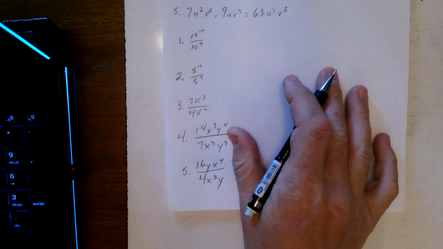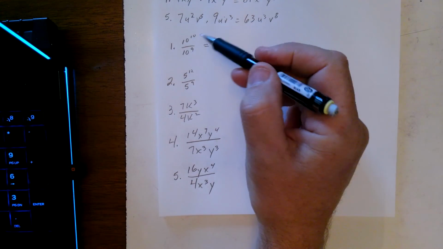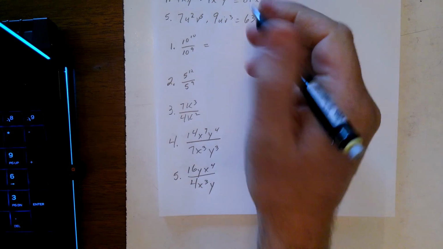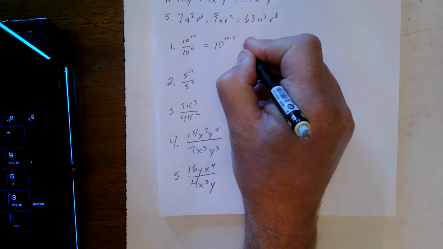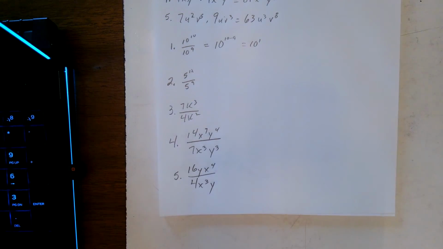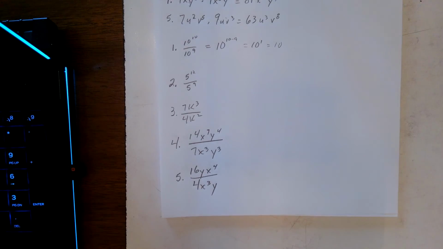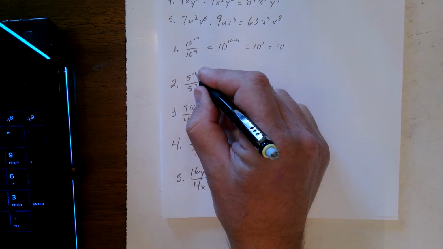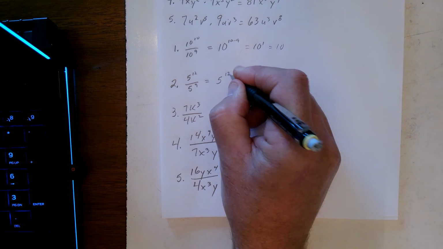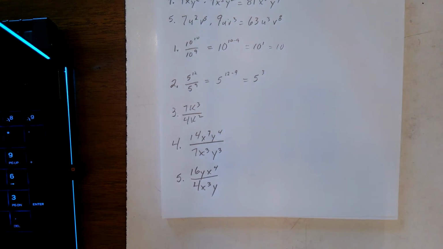Okay, I'm moving on to the division, and same base exponents should be subtraction. So it gives 10 to the 10 minus 9, which is 10 to the 1st power. What's 10 to the 1st power? That's just equal to 10. Okay. Number 2 should be 5 to the 12 minus 9. They're the same bases, which is 5 to the 3rd.